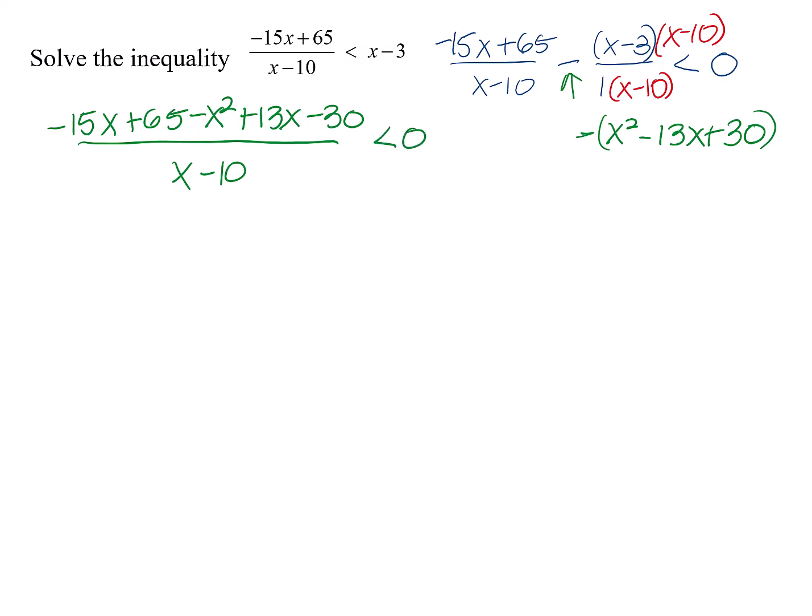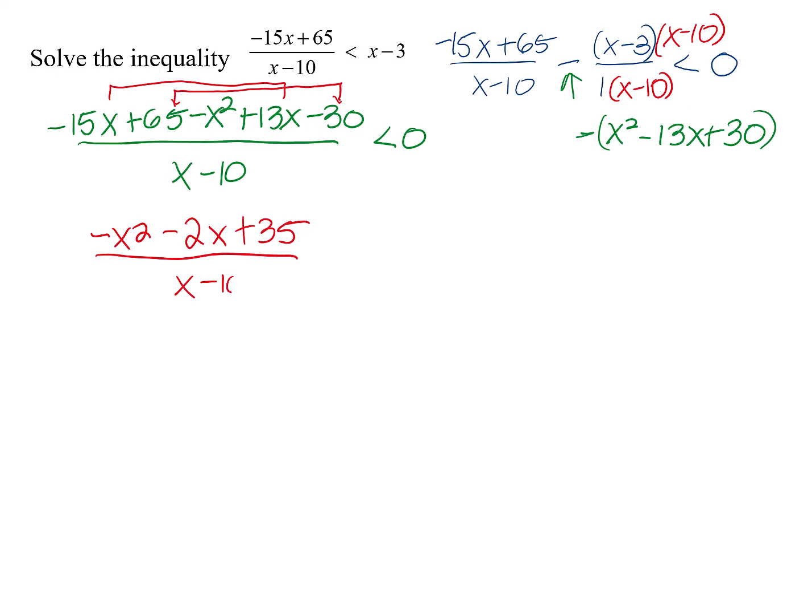Okay, now let's simplify what we can in the numerator, and we'll write it in descending order. So we've got negative x squared. These two are like terms and can combine to give me negative 2x, and the 65 and the 30 can combine to give me a plus 35, and that's over x minus 10, and that's less than 0. Let's see if we can factor the top, because we're going to want to decide what makes the bottom 0, the denominator. Those will be where it's undefined, and what makes the top 0 would be where it equals 0.